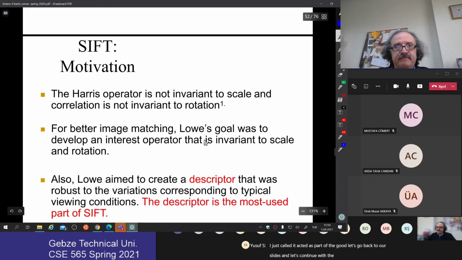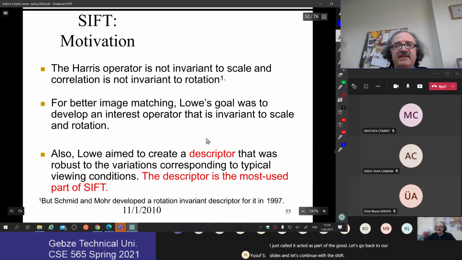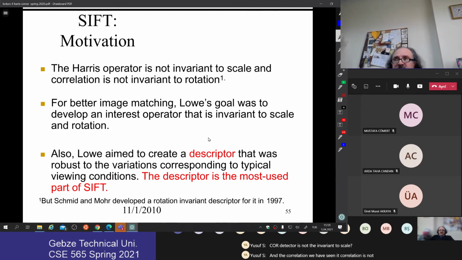Okay, the motivation for SIFT is this. The Harris corner detector is not invariant to scale, and the correlation, we have seen it. Correlation is not invariant to rotation. Remember the covariation.